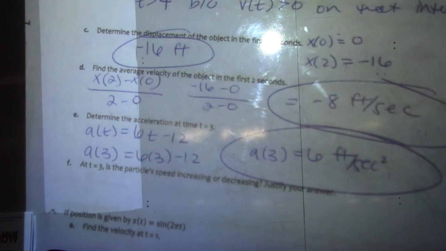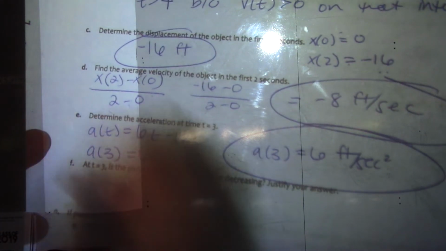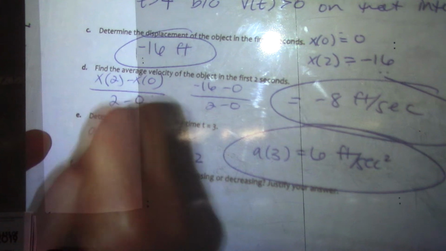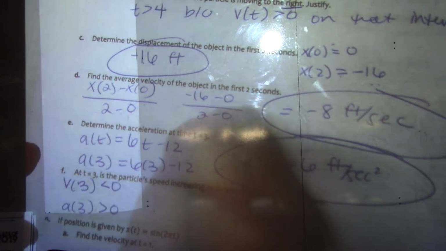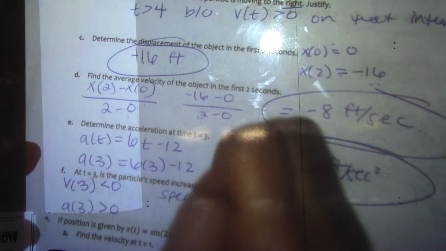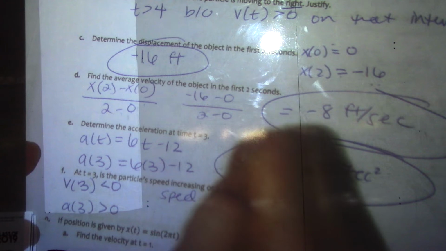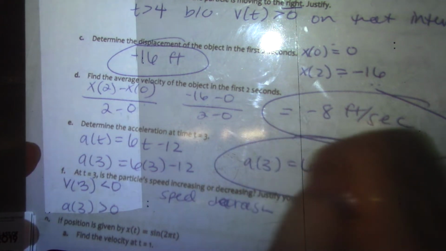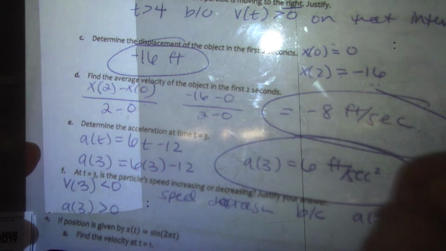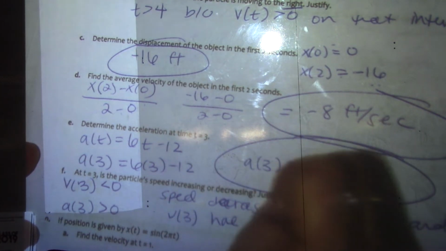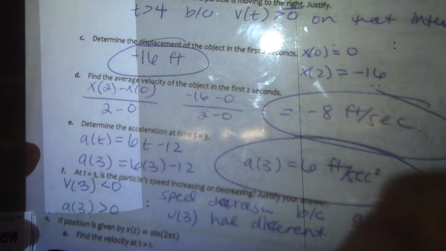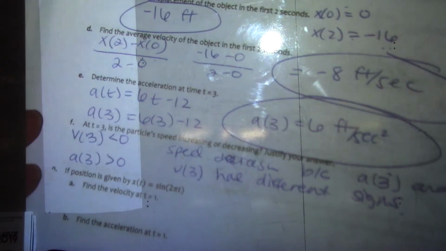At t equals 3, is the particle's speed increasing or decreasing? So v of 3, we've already said, would be negative, and we just found that a of 3 is positive. So that means the speed is decreasing, because a of 3 and v of 3 have different signs. That means the speed is decreasing, or it's getting slower.